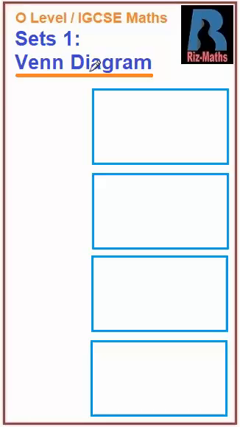Hi viewers, so in O-Level IGCSE Mathematics we will do sets, and in the sets we will do Venn diagrams. So this rectangle is the universal set. Usually it is denoted with the symbol E. So in the E we usually write like this. So these are all universal sets.